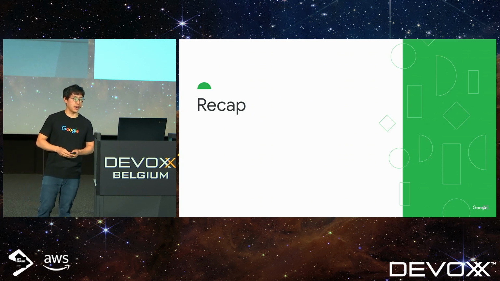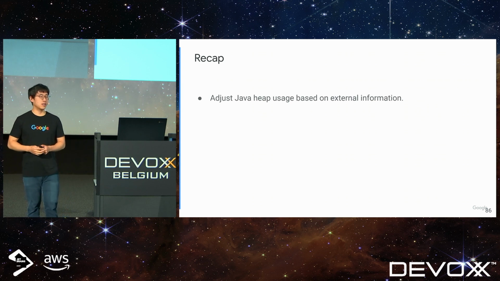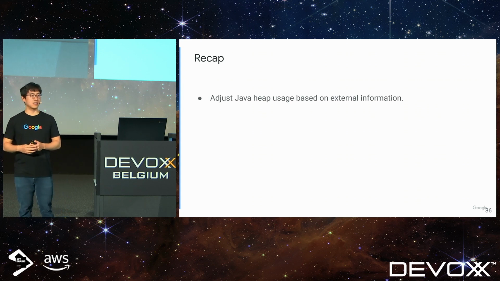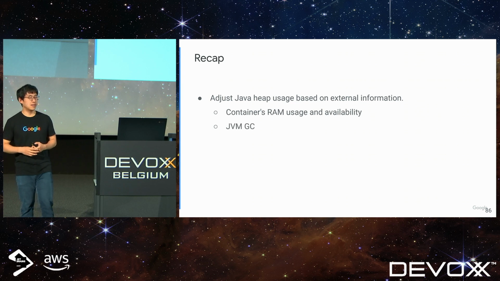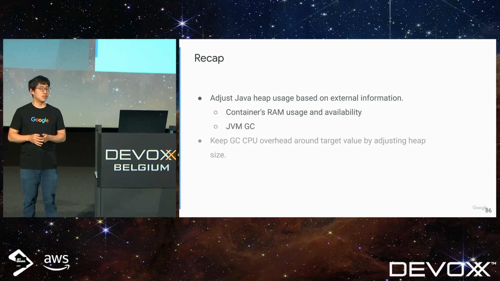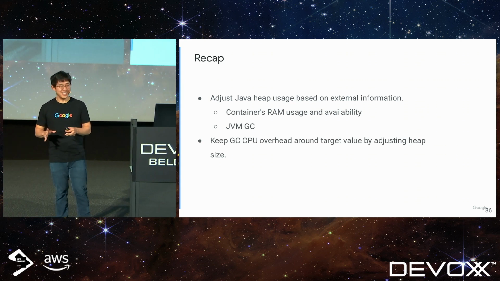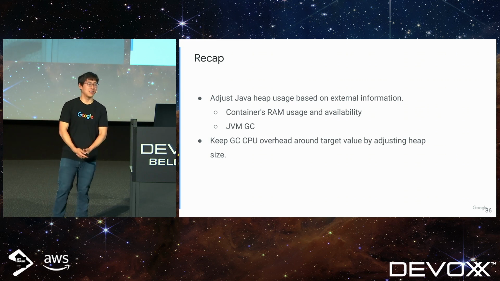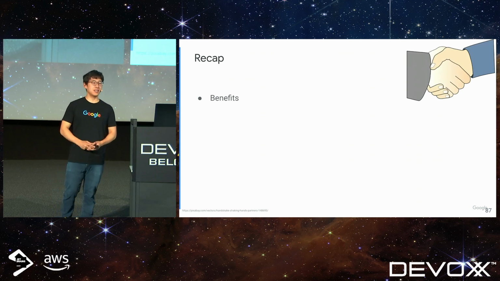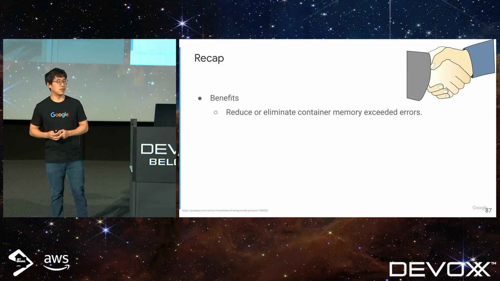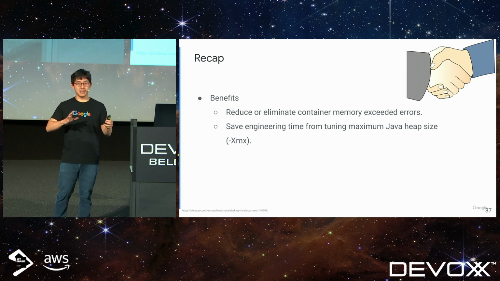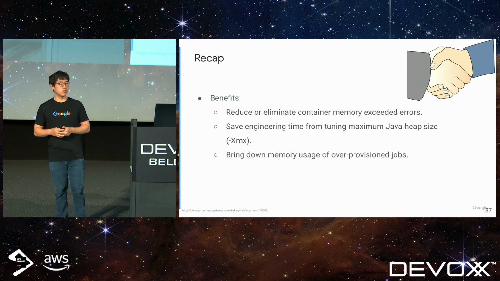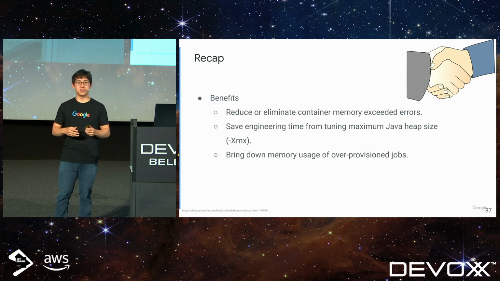All right, so a quick recap. How does AHS work? Well, it works by adjusting Java heap usage based on external information. Namely, it looks at the container's RAM usage and availability, as well as information about JVM GC. And it keeps this GC CPU overhead around its target value by adjusting the heap size accordingly. Hence the name Adaptable Heap Sizing. And we've seen the benefits here already, which is to reduce or eliminate container memory exceeded errors, save engineering time from having to manage the right Xmx value, as well as significantly bring down the memory usage of a lot of these over-provisioned jobs.